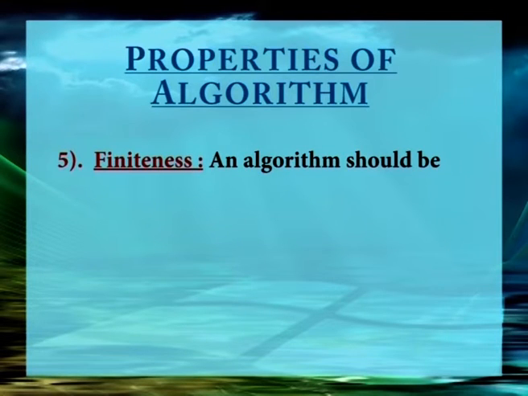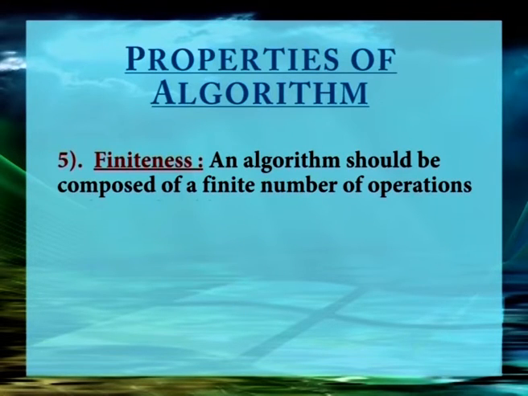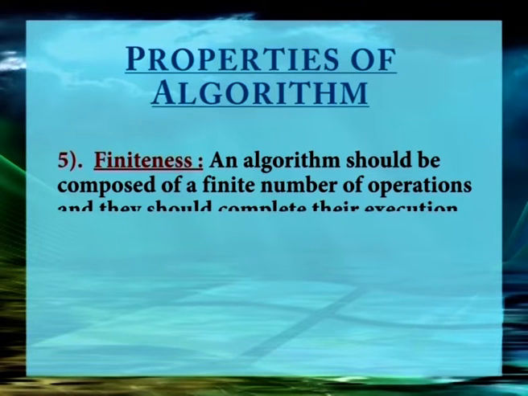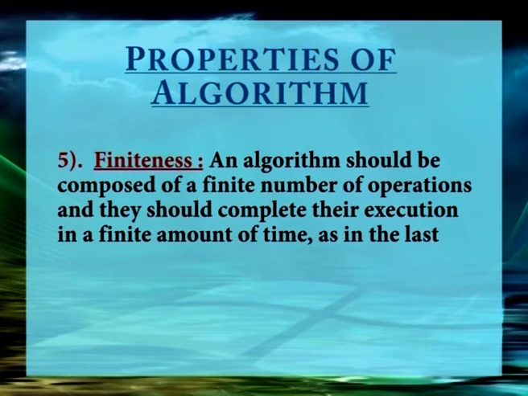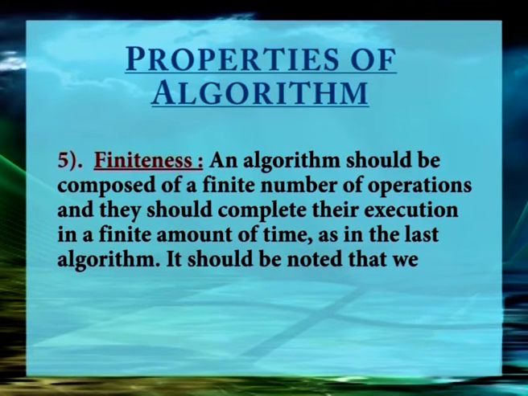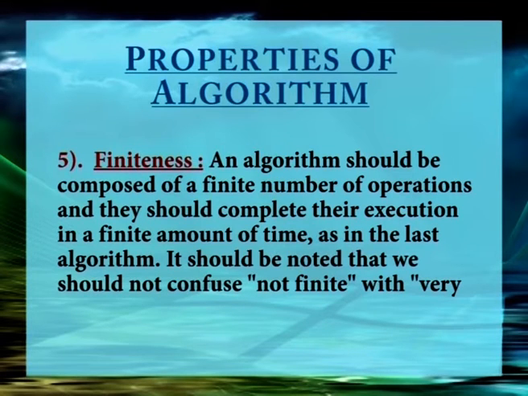Finiteness. An algorithm should be composed of a finite number of operations and they should complete their execution in a finite amount of time, as in the last algorithm. It should be noted that we should not confuse not finite with very large. A failure to halt usually implies there is an infinite loop in the collection of operations, as in the following example.